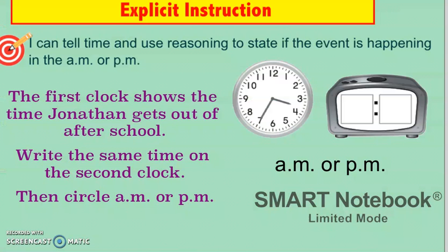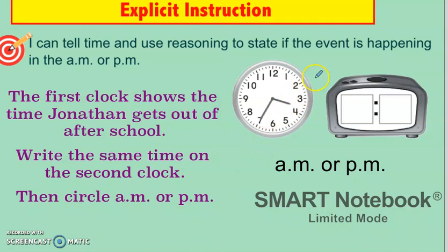Let's take a look at this first word problem. It says, the first clock shows the time Jonathan gets out of after school. Write the same time on the second clock. Then circle AM or PM. Well, let's take a look at the time first. I'm going to get out my pen.